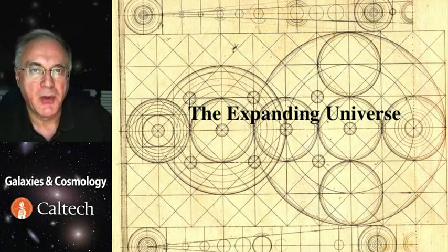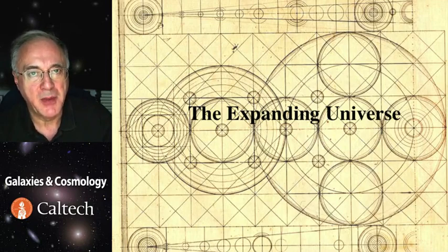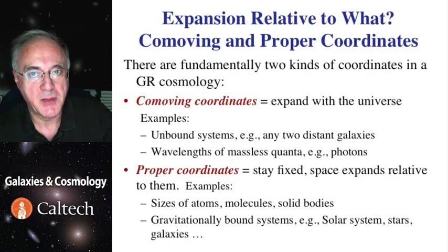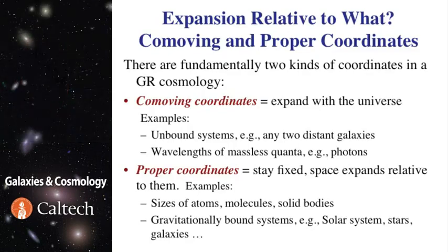Let us now address the question of the expanding universe and what it really means. This is usually something that baffles many people when they first hear about it. What is it expanding into, and how? The important notion here is that there really are two different kinds of coordinates in general relativistic cosmology. There are the co-moving coordinates, which expand as the universe expands.